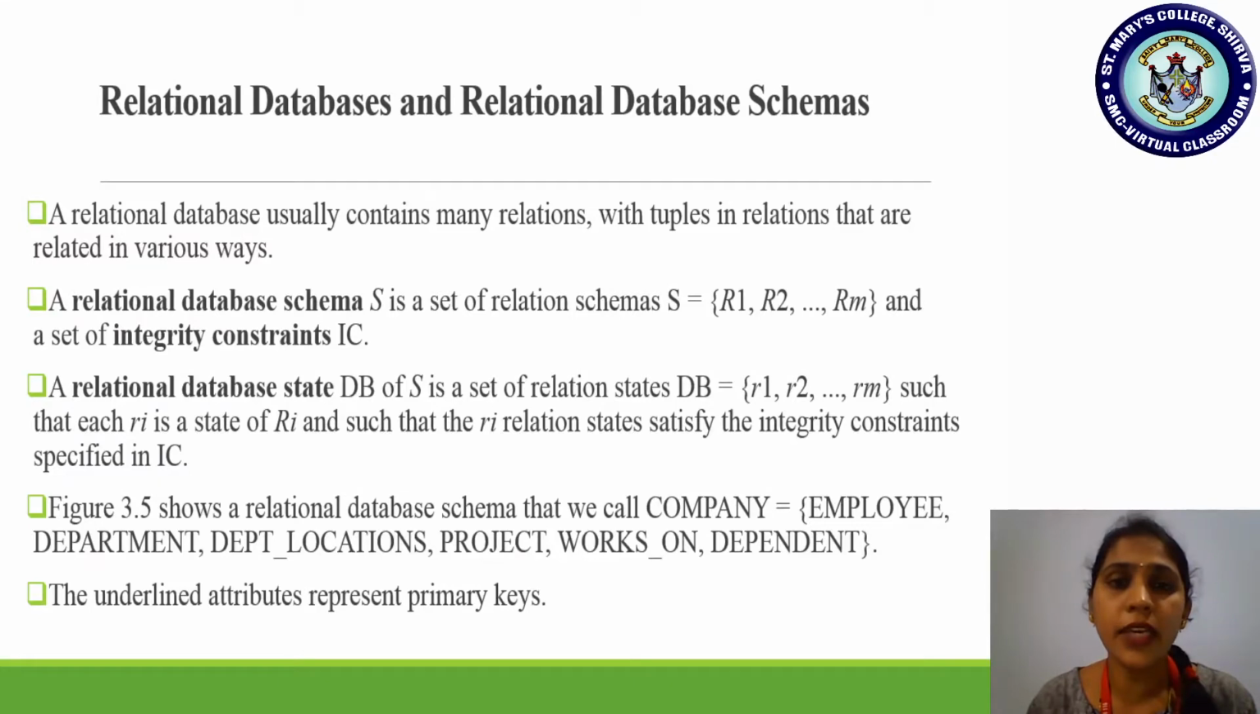For example, in the company database, how many relations do we have? Employee, department, project, dependent. These were the relations, right? So a relational database means what? It contains many relations with tuples in relations that are related in various ways. So there exist many tuples, many rows of information, like we have employee rows of information, department row information. There are many rows of information in the project relation, dependent relation. We have many rows of data, right?